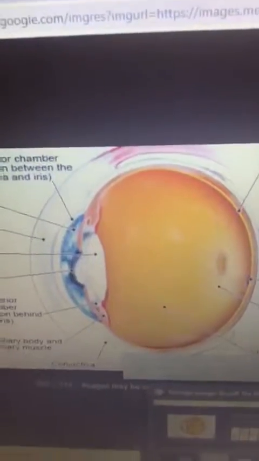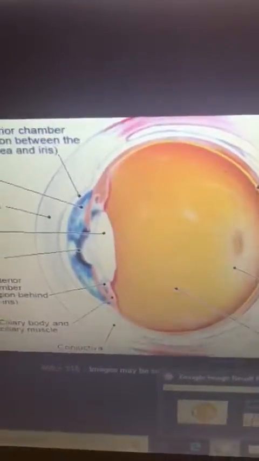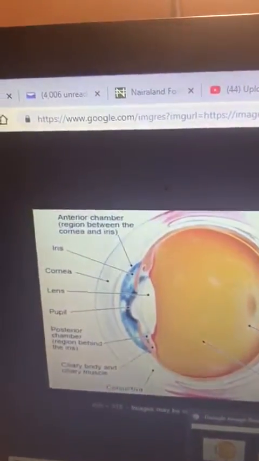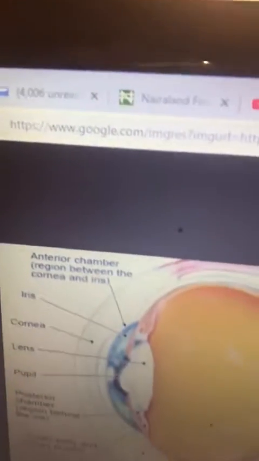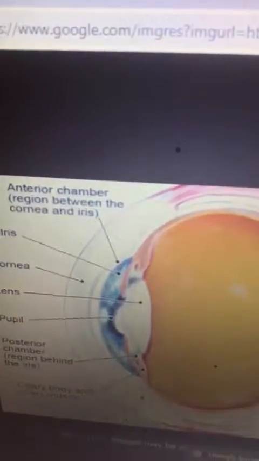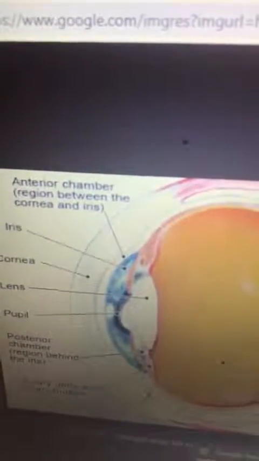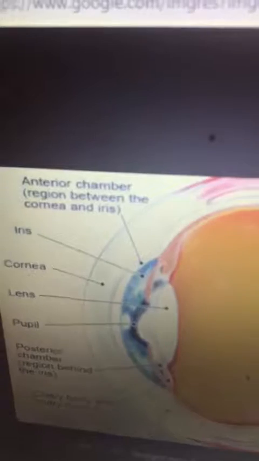In the anterior segment is also the cornea. The cornea is a very specialized tissue. It's the only transparent tissue of the body. Blood vessels are not found in the cornea. Nourishment and oxygen are received through the tears with which it is in direct contact.